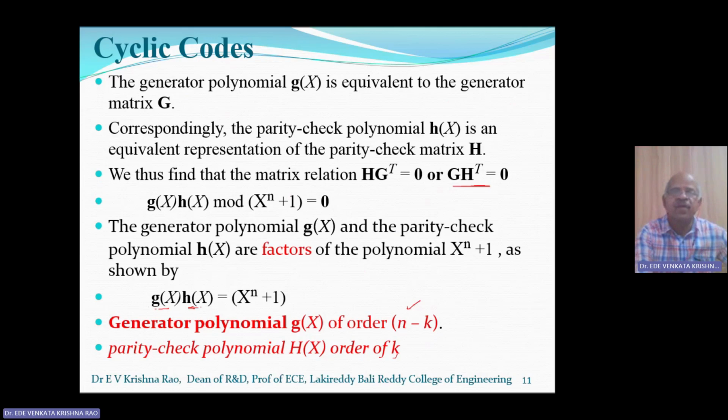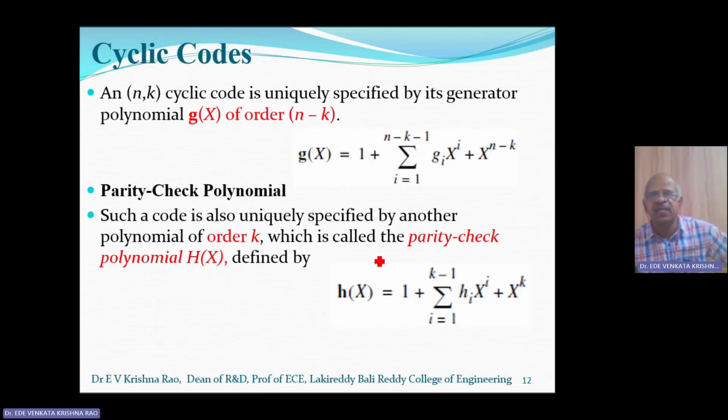And now see how to generate this generator polynomial. This is the polynomial of n minus kth order: 1 plus the sum of g i x power i, for i equal to 1 to n minus k minus 1, plus x power n minus k. Obviously, the parity check polynomial is of kth order, plus x power k. So these are the coefficients, i equal to 1 to k minus 1. We can write it.